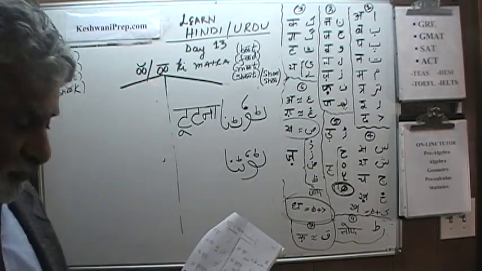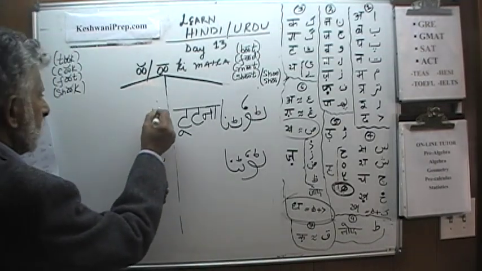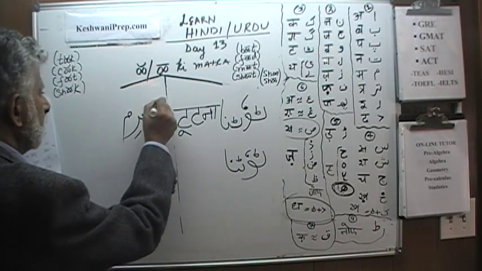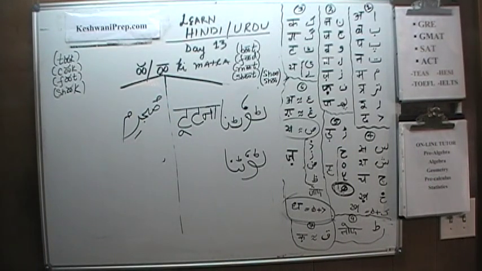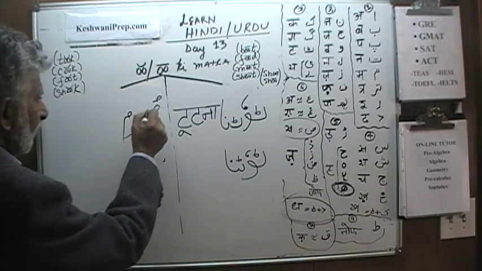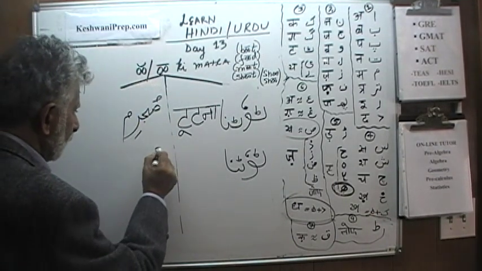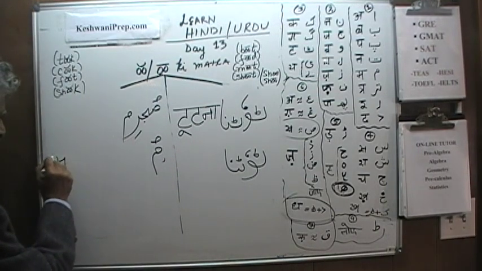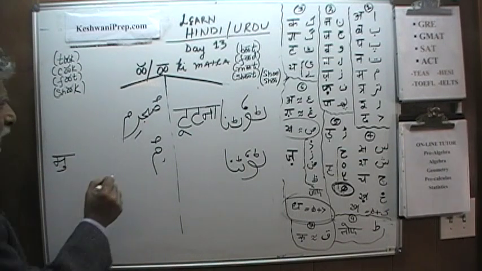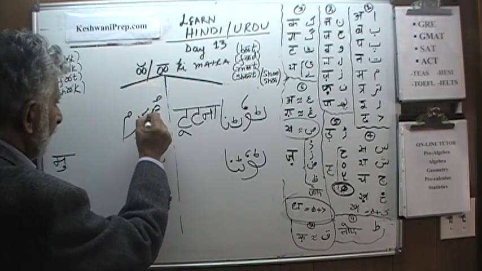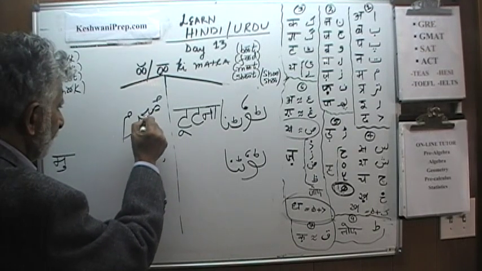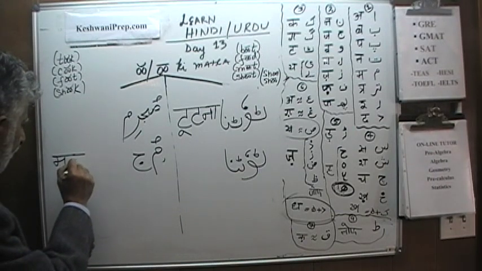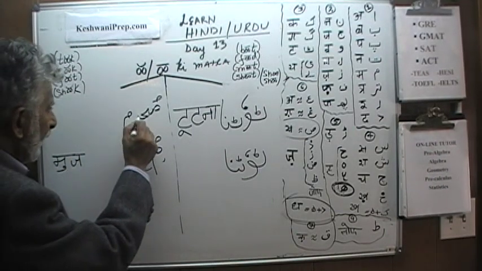Let me write it in Urdu first and see if you can read it. Let's do it together, shall we? Piece by piece. The first one is meem. This is ma. So this is meem with the uki matra, choti uki matra. So that makes it mu. Mu. And then it continues like this. And this part that you see there, this right here is the jim. Muj. And then we have a re.